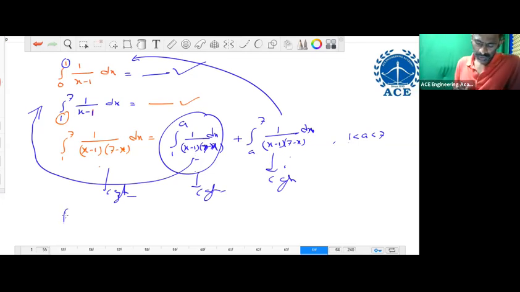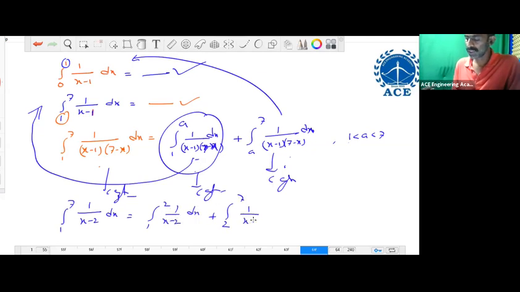Suppose the integral is given like this: 1 to 7, 1 by x minus 2 dx. This function is not infinite at the lower limit, not infinite at the upper limit, but it is infinite at 2, inside the interval. Whenever the function is infinite inside the interval, at that point break the interval: 1 to 2 plus 2 to 7, 1 by x minus 2 dx, 1 by x minus 2 dx, like this.